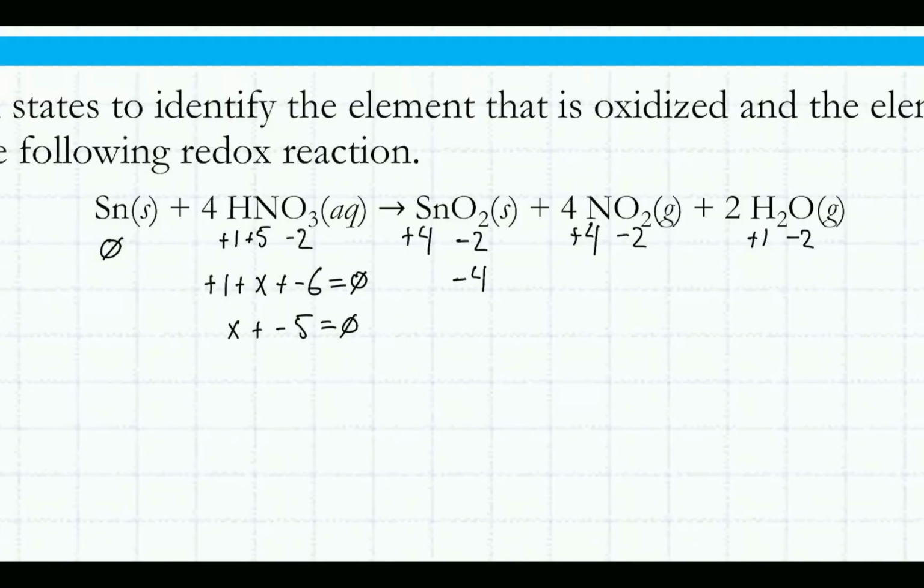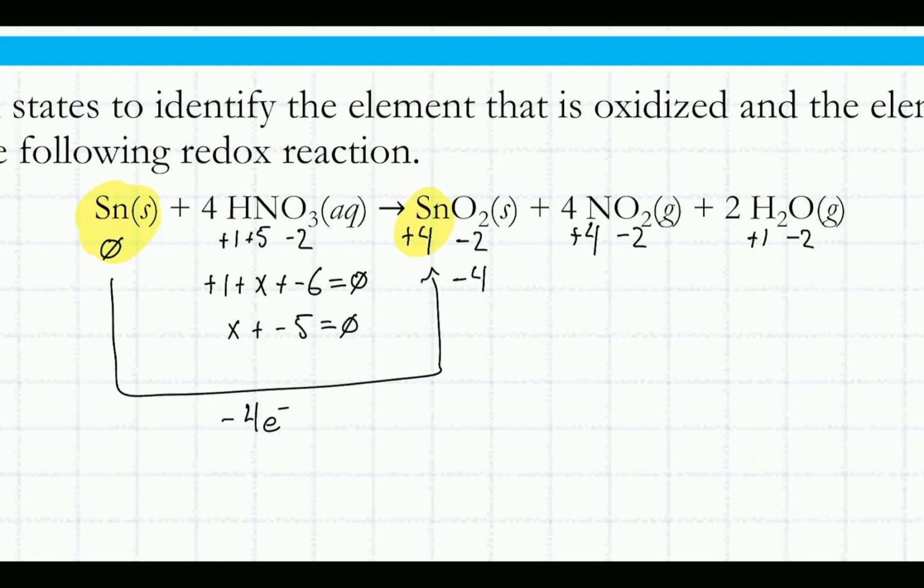Okay, now we look at the whole thing and we say, what changed oxidation state? And we go element by element, right? So did tin change oxidation state from reactants to products? Yeah. So it goes from 0 to +4. So did it gain or lose electrons? Loses. Because you lose an electron, become more positive. So from here to here, that's -4 electrons.